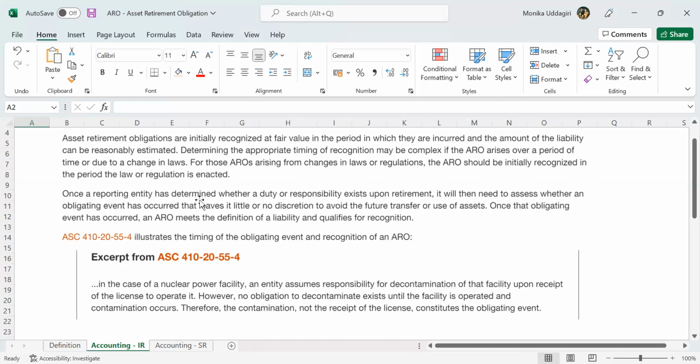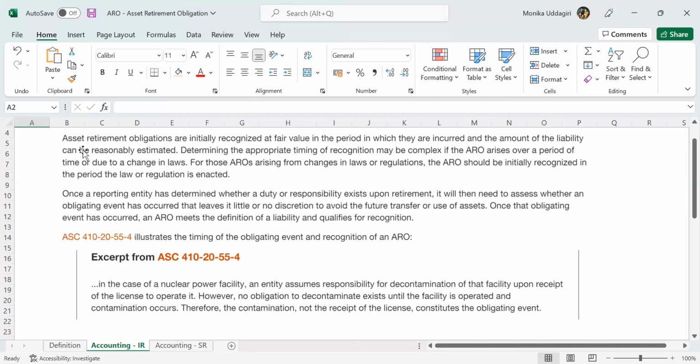Once a reporting entity has determined whether a duty or responsibility exists upon retirement, it will then need to assess whether an obligating event has occurred that leaves it little or no discretion to avoid the future transfer or use of assets. Once that obligating event has occurred, an ARO meets the definition of a liability and qualifies for recognition. So, when we are saying that we need to recognize ARO, we should only recognize based on this guidance.